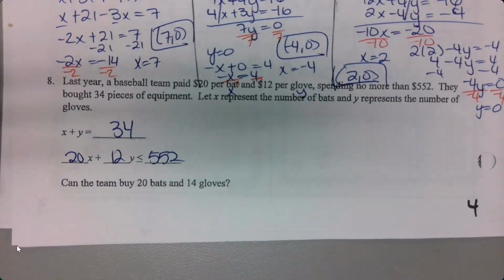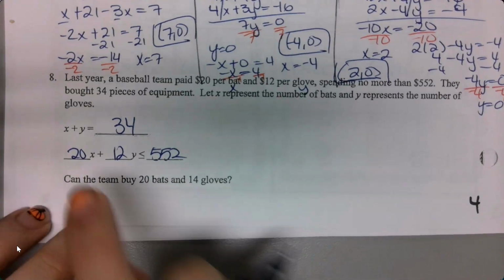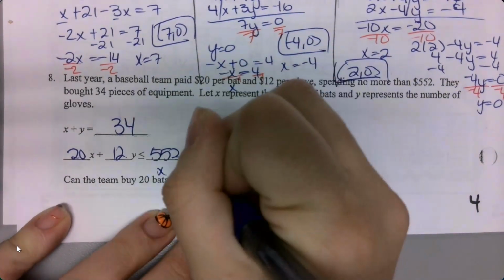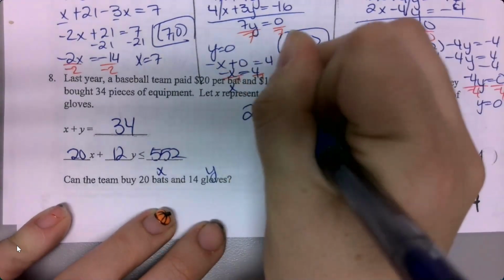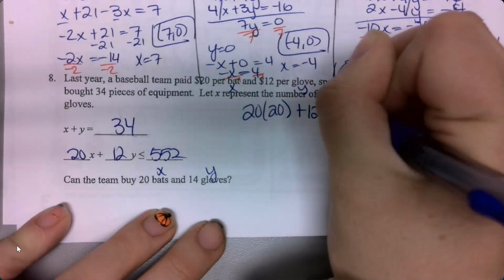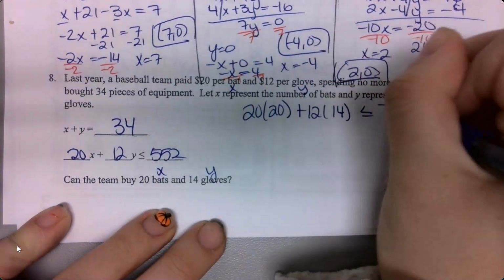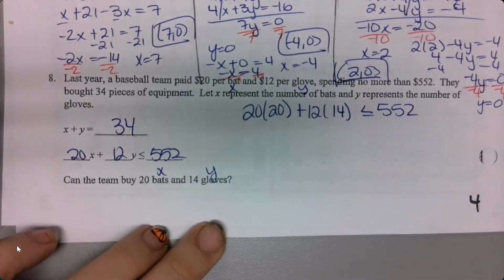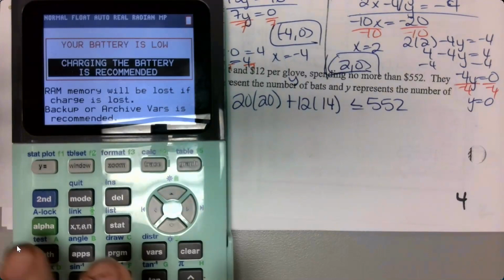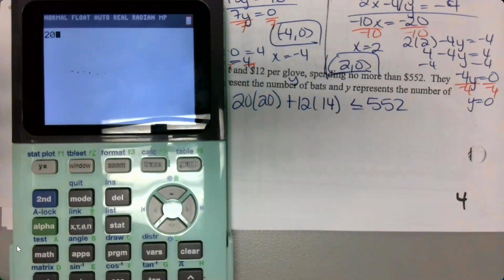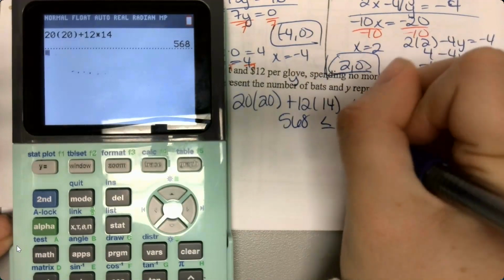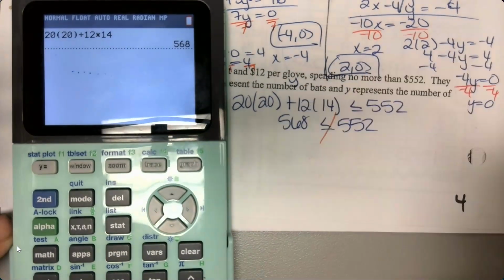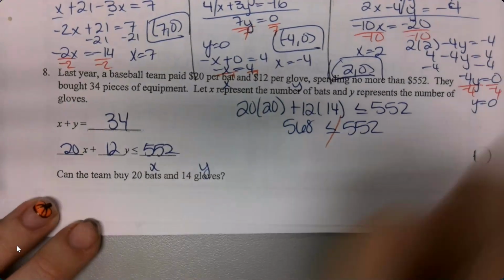I want to find if the team can buy 20 bats and 14 gloves. So I'm going to plug into my bottom inequality. Remember, bats is X, gloves is Y. So I'm going to do 20 times the 20 bats I want to see if I can buy, plus 12 times 14 gloves. And this needs to be at or below 552. I'm going to type this into my calculator. I have 20 times 20 plus 12 times 14. This gives me 568, which is not less than 552. So my answer here is no.